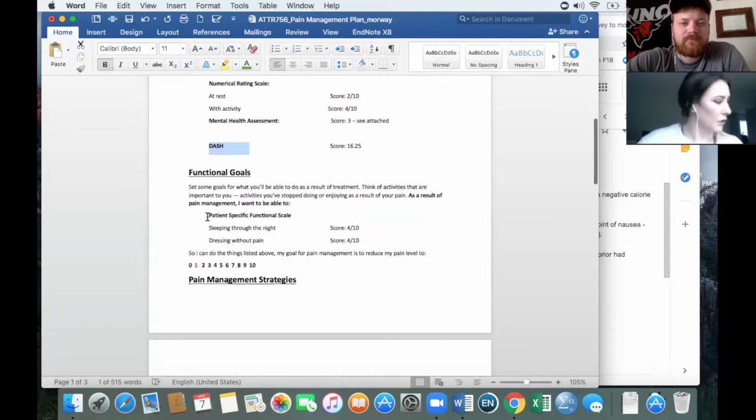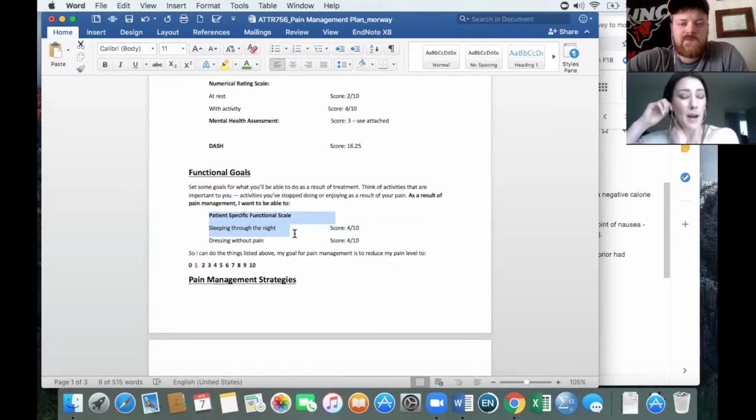The last one's for functional goals. I always use the patient specific functional scale. That's one I use for almost all my patients because it's easy. You basically make up something that they're struggling with and they score it. Like, am I able to do it or not? So I think that one's super applicable to almost anybody. And you can change them as they go. So I really like that one. So that's what we did.